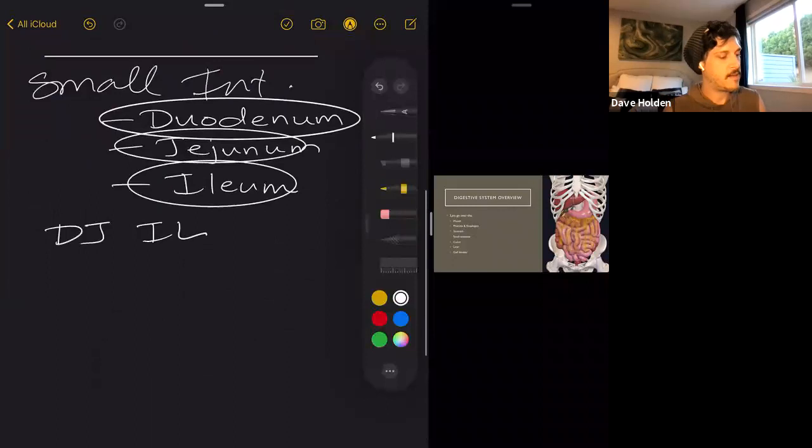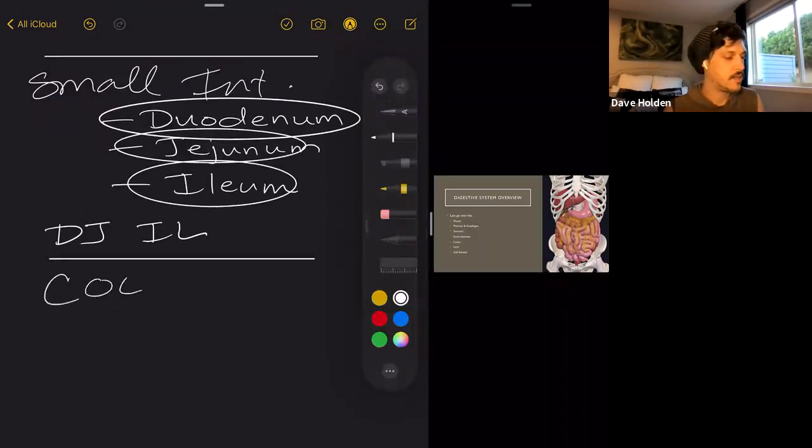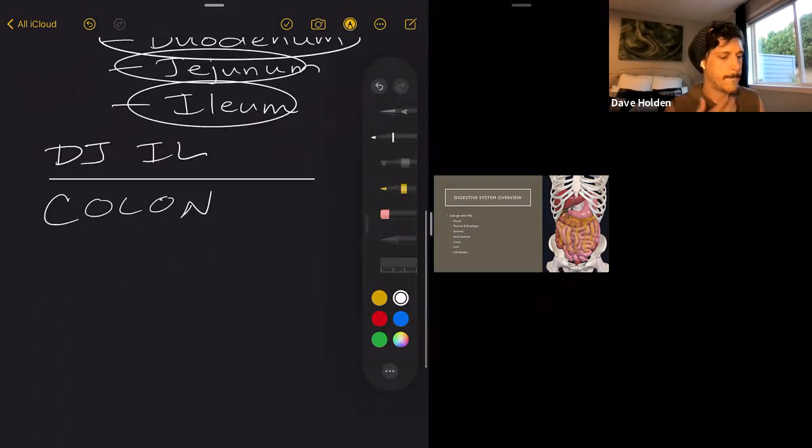By the time we then pass through the ileocecal valve into the large intestine or colon, first question, what were the sections of the colon, the sections of the large intestine?